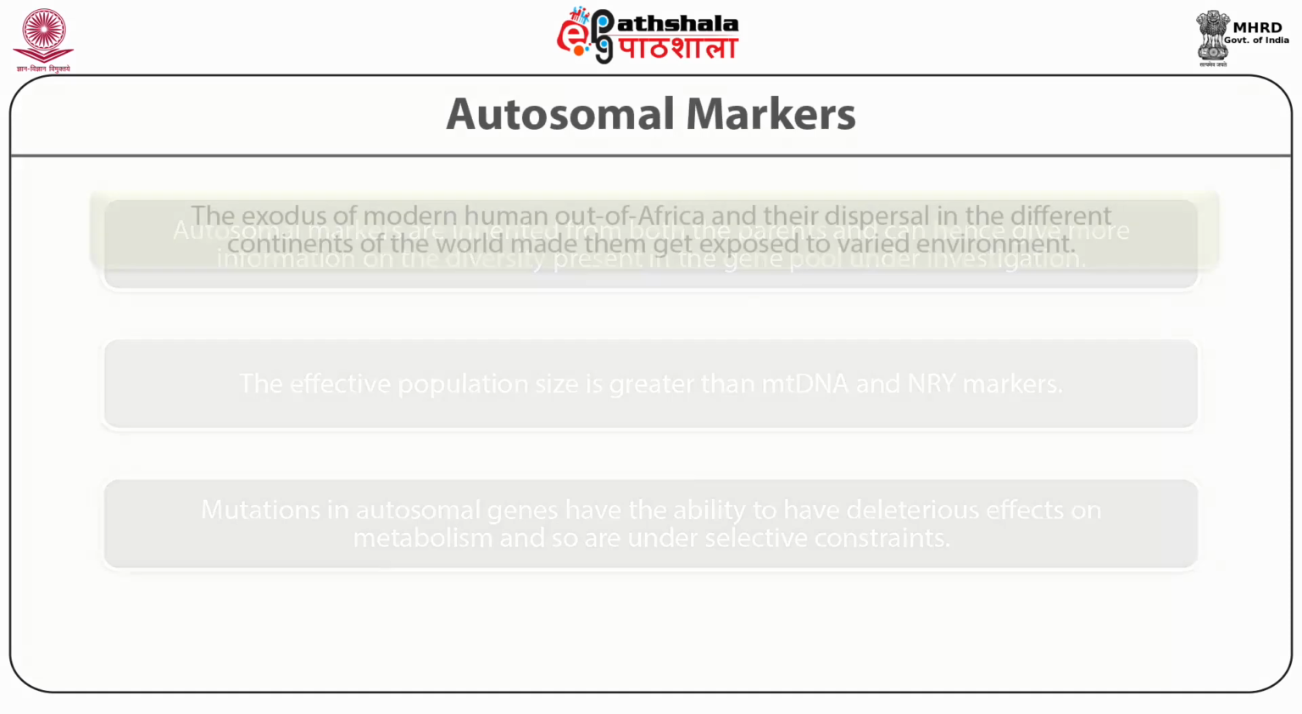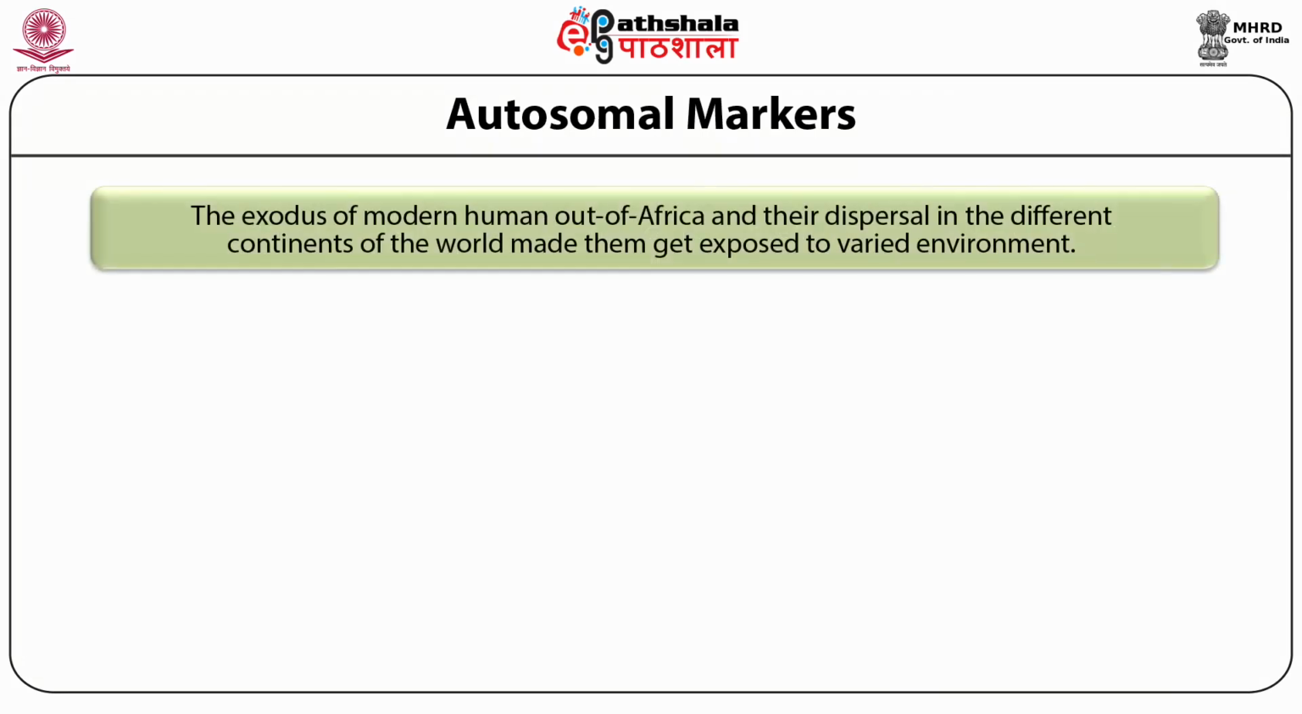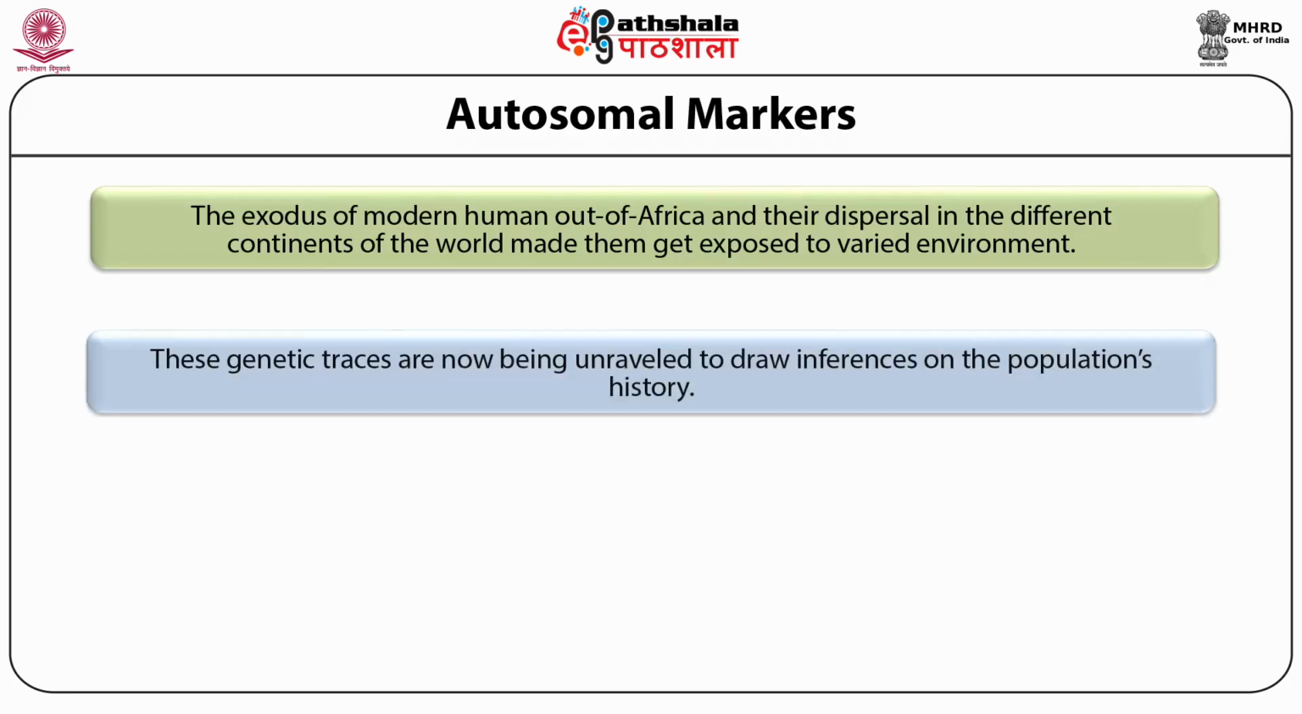The exodus of humans out of Africa and their dispersal in the different continents of the world exposed them to varied environments. This included both physical and chemical changes. The metabolic machinery of Homo sapiens adjusted to the alterations in the environment, leaving genomic imprints in its underlying genes. These genetic traces are now being unraveled to draw inferences on population history.